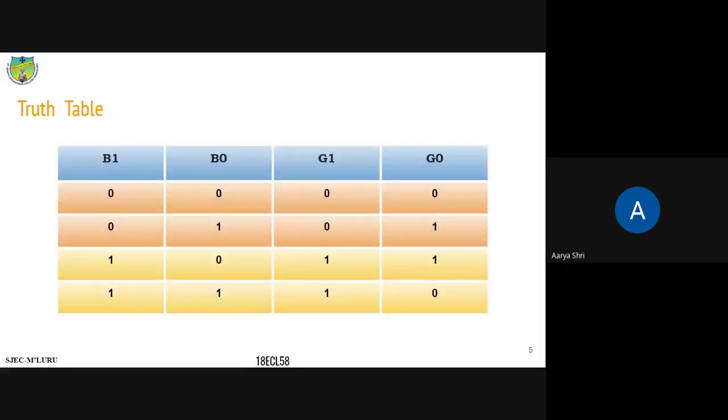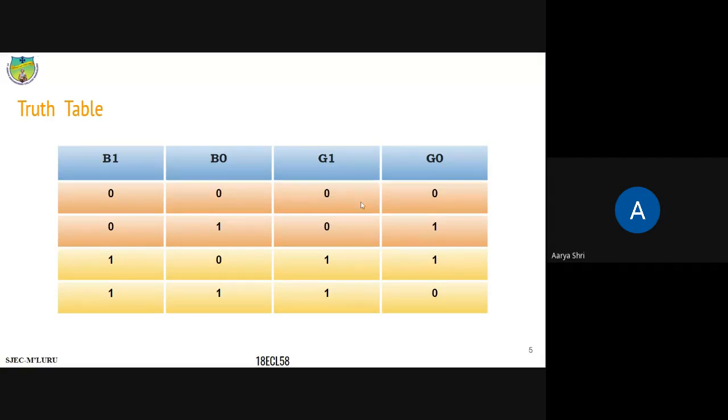Next is 2-bit binary to gray conversion. In this case, we have the inputs B1 and B0, and the outputs are G1 and G0. If the input is 0 and 0, you get the output 0, 0. If the input is 0, 1, then the output will be 0, 1. If the input is 1, 0, then the output is 1, 1. And if the input is 1 and 1, the output will be 1 and 0.